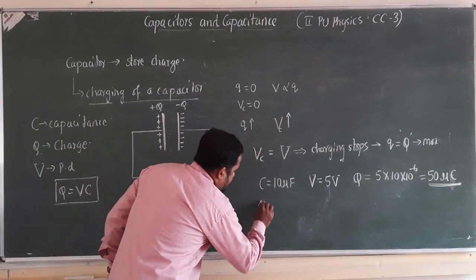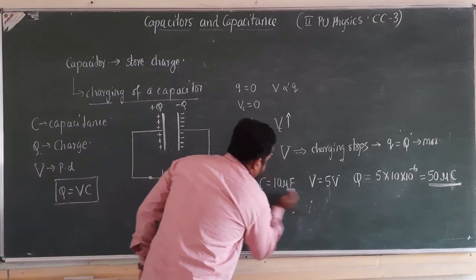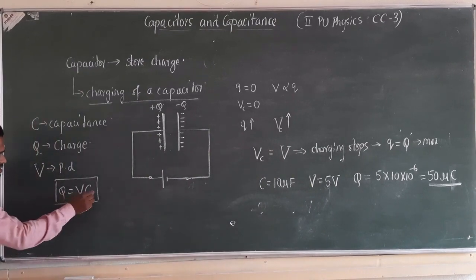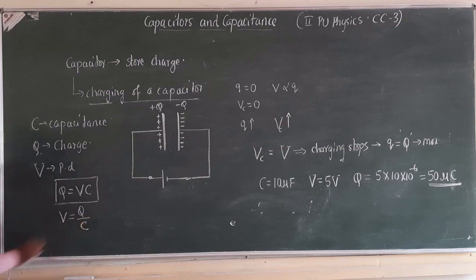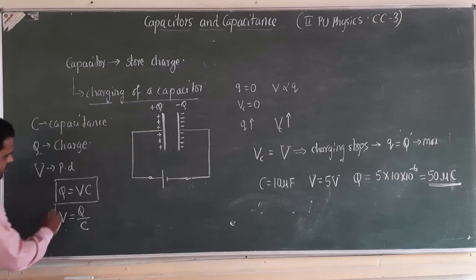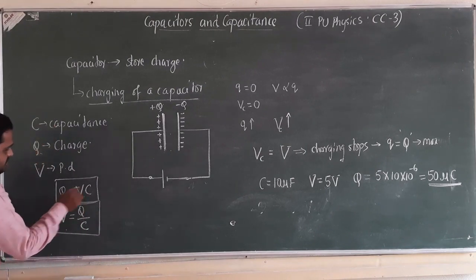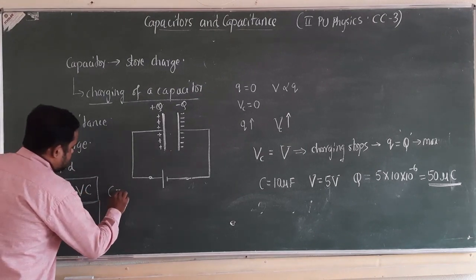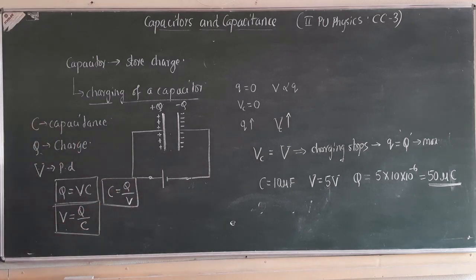Similarly, if Q is the amount of charge stored in the capacitor of capacitance C, and you want the potential difference between the plates of the capacitor, if Q and C values are given, we can calculate V, that is given by Q divided by C. One more possibility, if Q and V values are given, capacitance is given by Q divided by V. Okay, remember these three conditions.